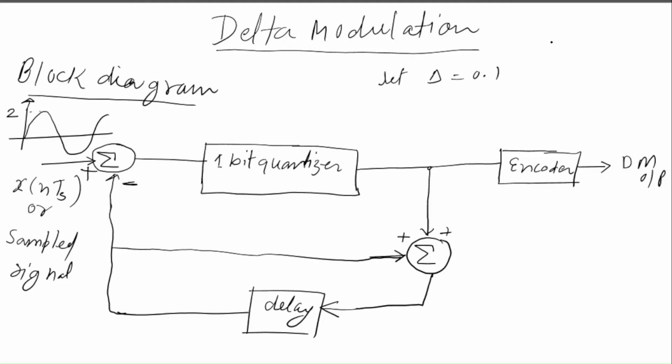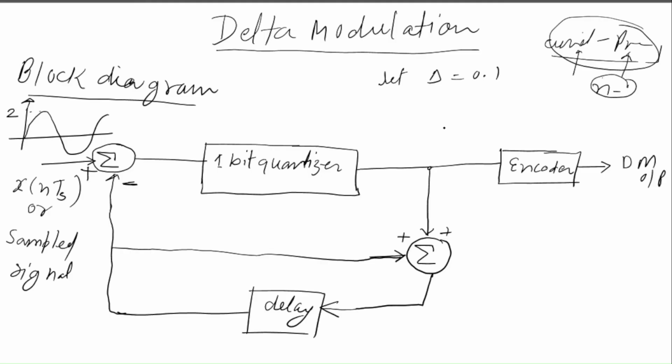What happens in differential pulse code modulation? It is encoding like PCM, but it is encoding the difference of the current pulse minus the previous pulse. So current sample minus previous sample gives you the differential part, and that is encoded like PCM. In PCM there is an n-bit encoder, but here in delta modulation it is a 1-bit encoder.